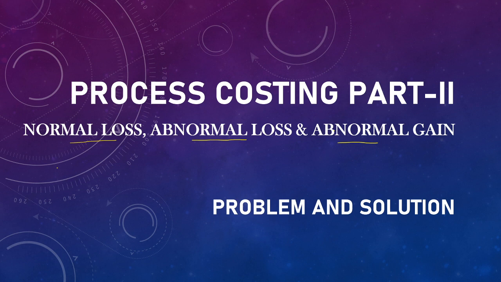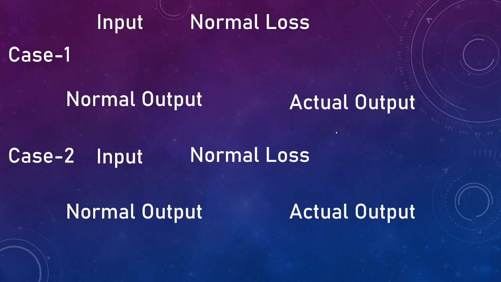Let's start. First, we will discuss what we mean by abnormal loss and abnormal gain. Suppose in a factory, in process first, the gross input is 10,000 units and the normal loss, that is the loss which is expected in the production process, is 10% of gross input. So our normal loss is 1000 units.